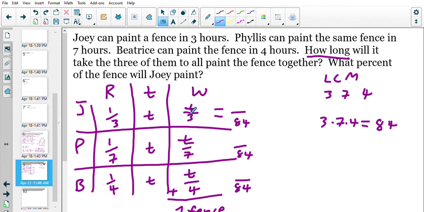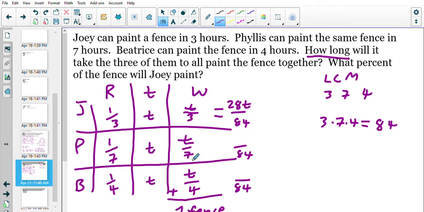Okay, so Joey was 1 over 3, or T over 3. So in order to get it over 84, we want to do 7 times 4. We've already got the 3. 7 times 4 is 28. So Joey's work is 28 times T over 84.